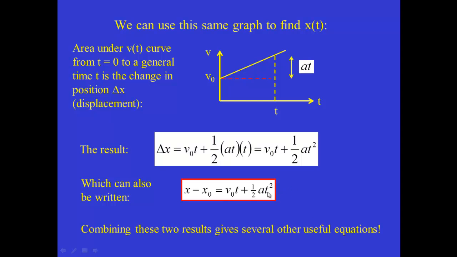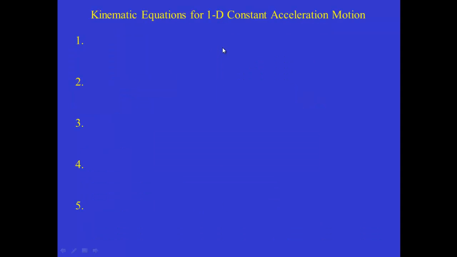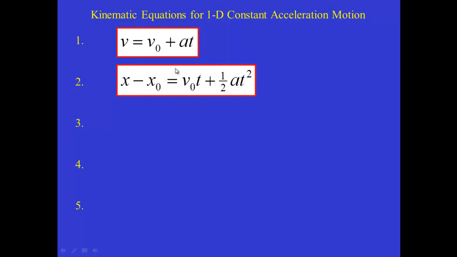So, combining the two results, the one that we got for v as a function of t, and now the one that we have for position as a function of time, combining these in different ways gives us additional useful equations. And I'll just summarize what those are here in closing this presentation. So for one-dimensional constant acceleration motion, the first equation is the one that we got by plotting v versus t and realizing that that's a straight line. The second equation is the one that we got by finding the area under the v versus t graph. And these two equations give us a great deal of predictive ability.